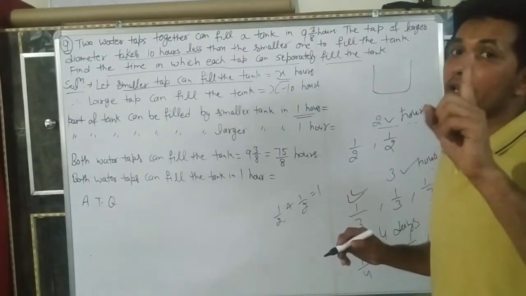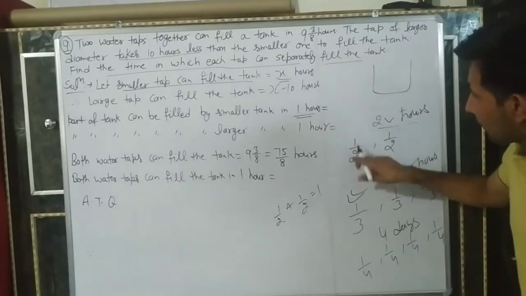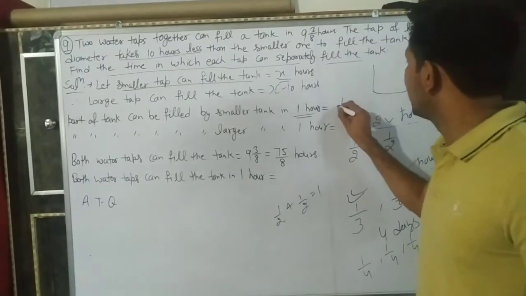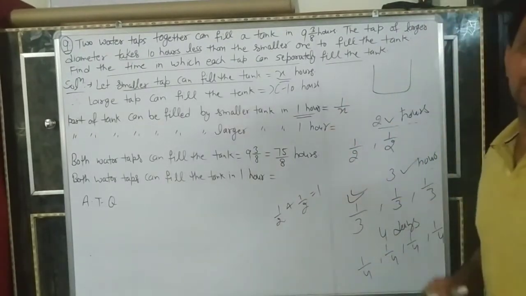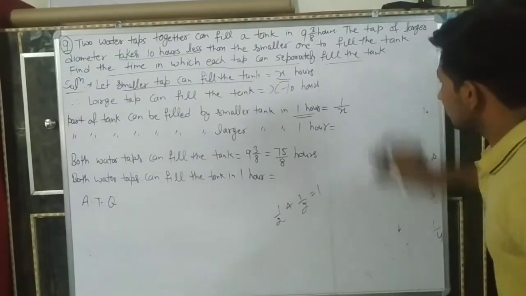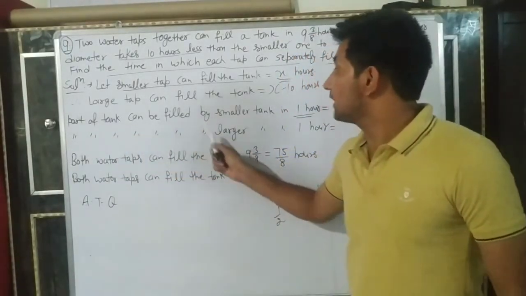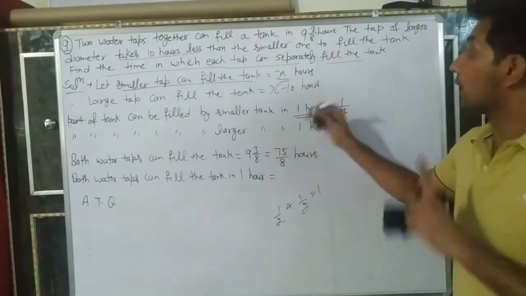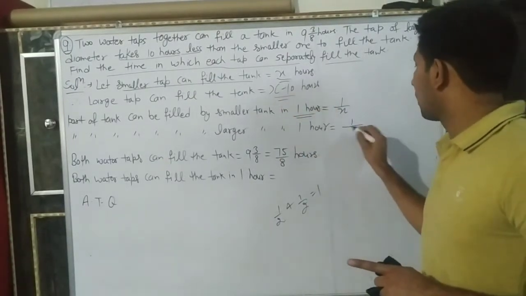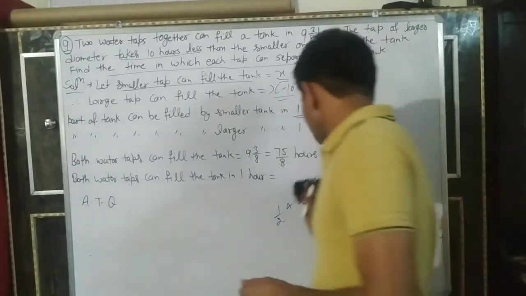Always we will find it for 1 day or 1 hour. Always we take 1 upon 2 if it is 2, 1 upon 3 if it is 3, 1 upon 4 if it is 4. So here it is 1 upon x. Same as it is, we will write how much part of the tank can be filled by the larger tap in 1 hour. The larger can fill in x minus 10, so in 1 hour, 1 upon x minus 10. Understand it, dear?